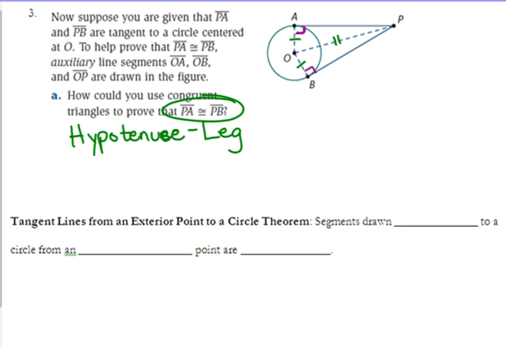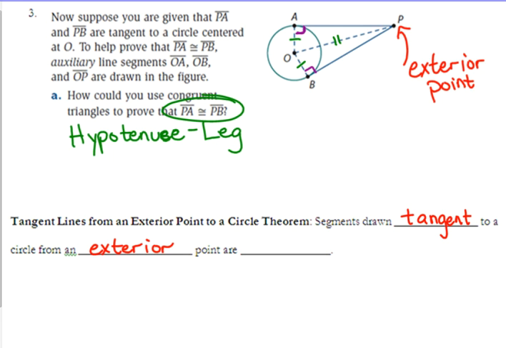So here's the other thing about tangent lines we need to know. Not only do they form a right angle with the circle, then if they come from the same exterior point, okay, exterior means outside, right? Exterior paint goes on the outside of your house. Exterior point, so in this case, that's point P. So the theorem says that segments drawn tangent to a circle from an exterior point are congruent.